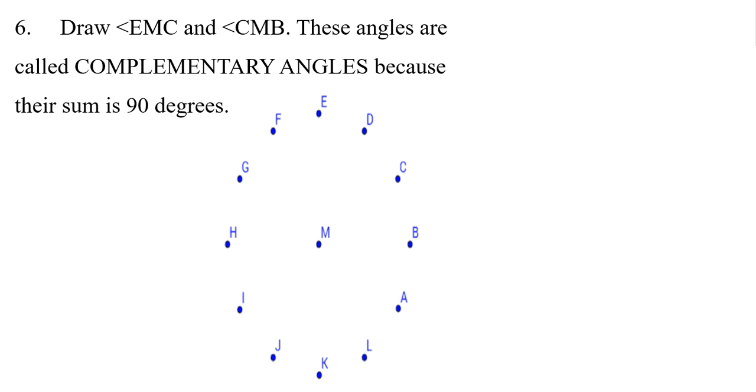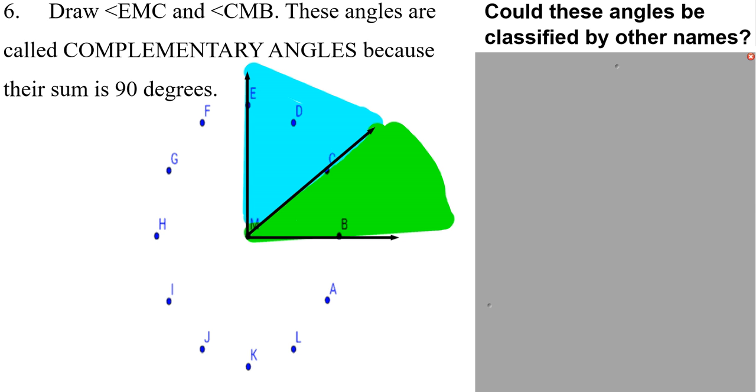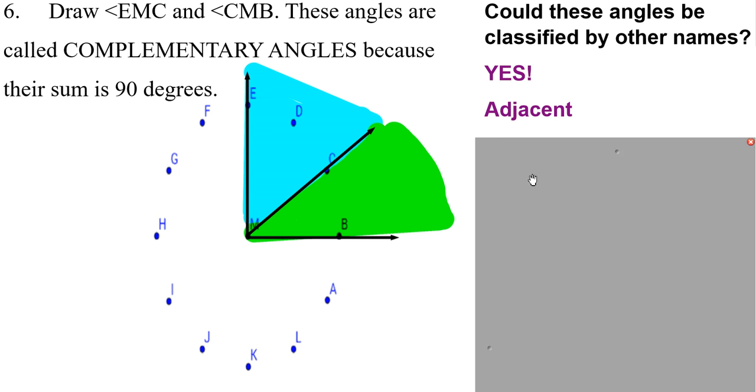If we constructed angle EMC and CMB, what would that look like? These two angles would be called complementary angles because their sum is 90 degrees. If we measured EMC and CMB, their total would be 90. Could these angles be classified by other names? Yes, using vocabulary that we had before, they could also be known as adjacent angles because they have the common vertex and the common side.